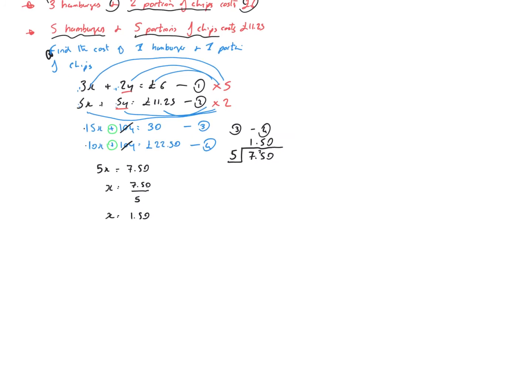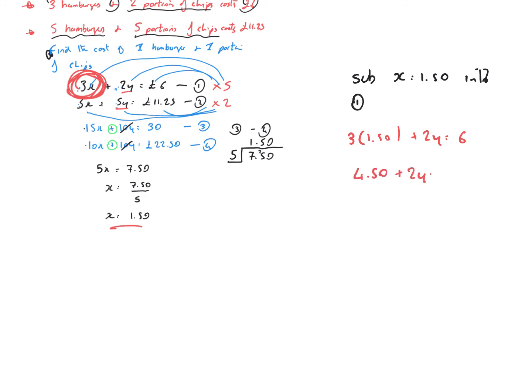Okay, I'm now going to sub x equals 1.50 into one of the equations. I'm going to put it into equation 1, 2, 3 or 4. I'm going to put it into equation 1. So where I see x in equation 1, I'm going to replace it with £1.50. So 3x becomes 3 lots of £1.50 plus 2y equals £6. 3 lots of £1.50, that's £4.50 plus 2y equals £6.